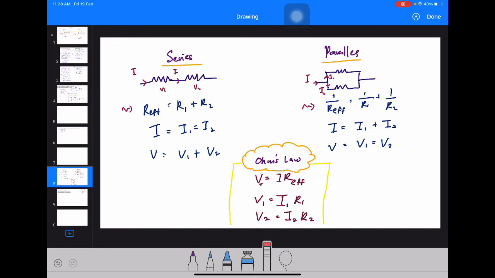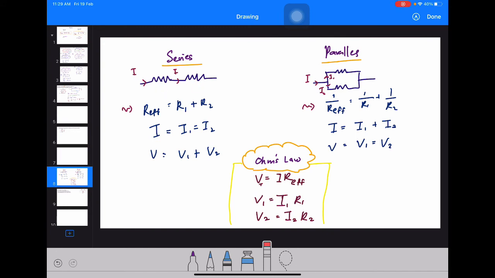Like I said before, calculating the R effective is basically just a first step. And normally the question wants you to find things like how much current passes through a certain component, or how much potential difference is across a certain component. So to do that, you need to know and remember the properties of current and voltage. Okay, for series, erase this one first.